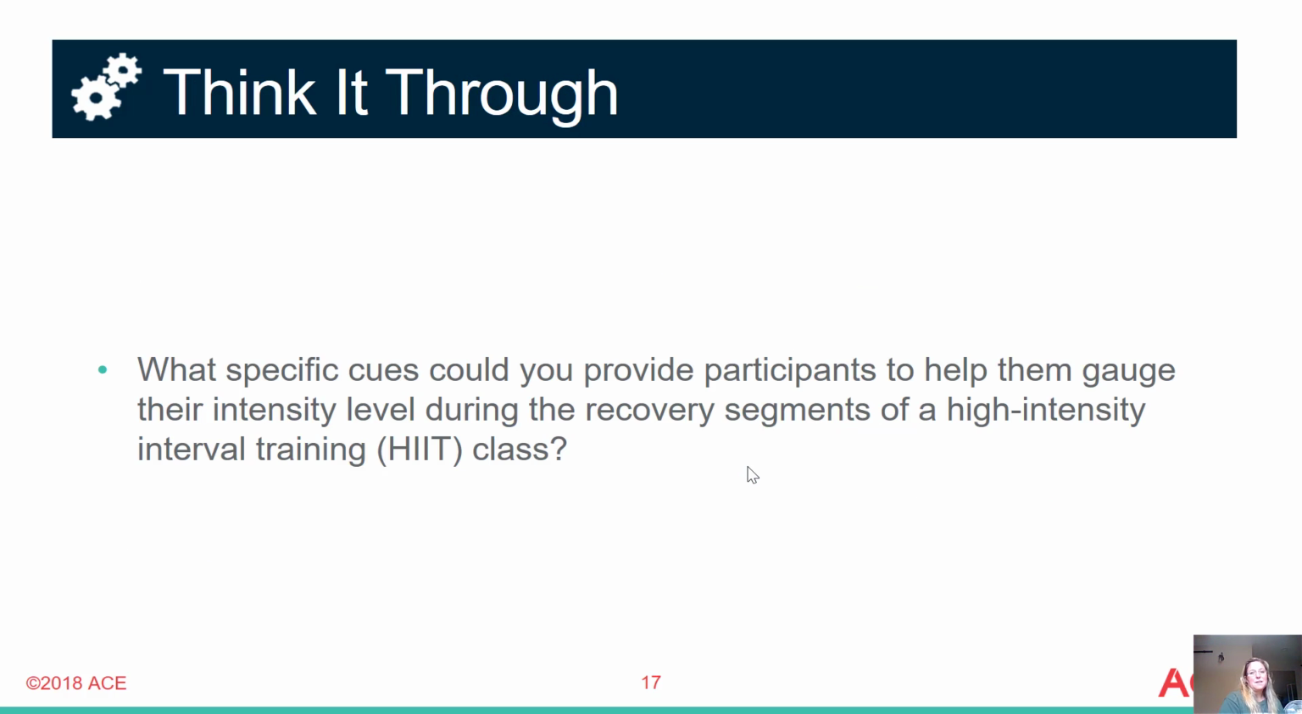So take a minute and think about this. What specific cues could you provide your participants to help them gauge their intensity level during the recovery segment of a high intensity interval training class? So take a minute, pause the video, and write down what you think your answer would be.